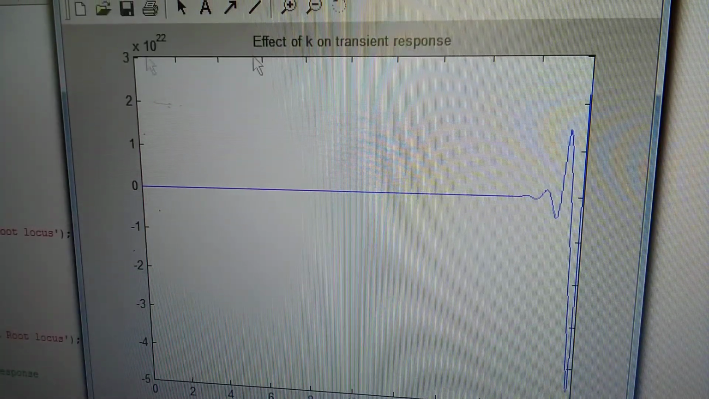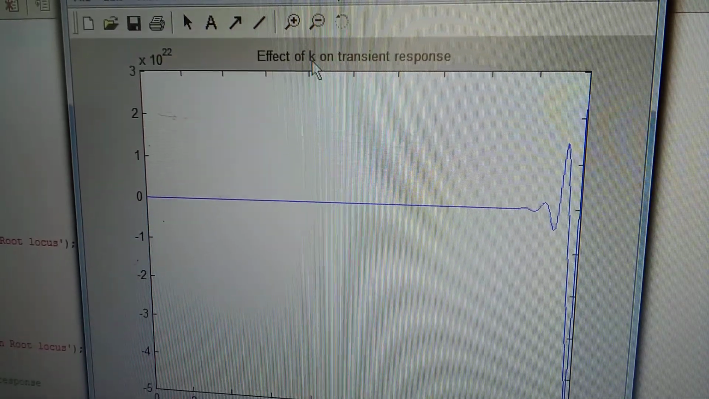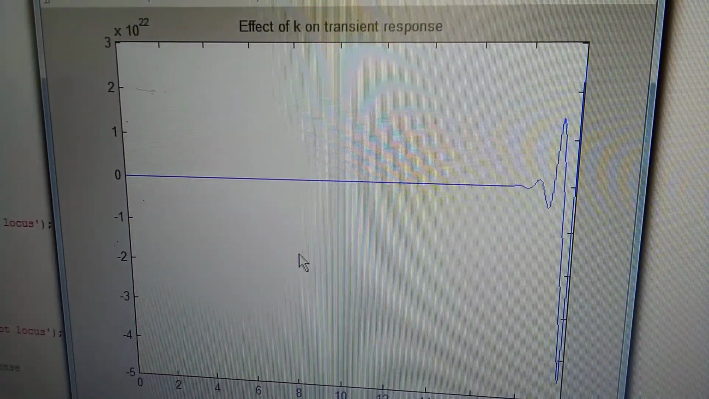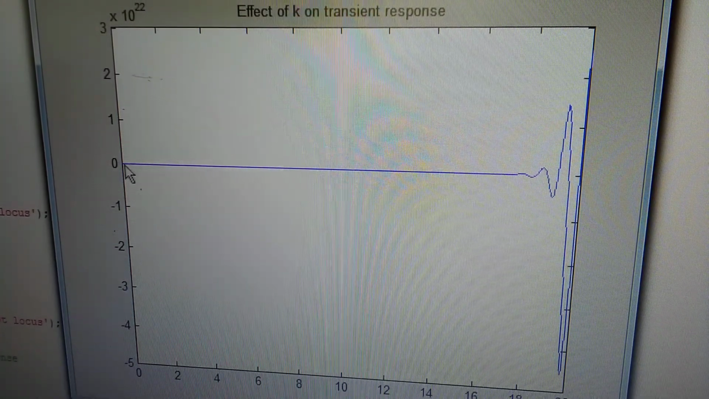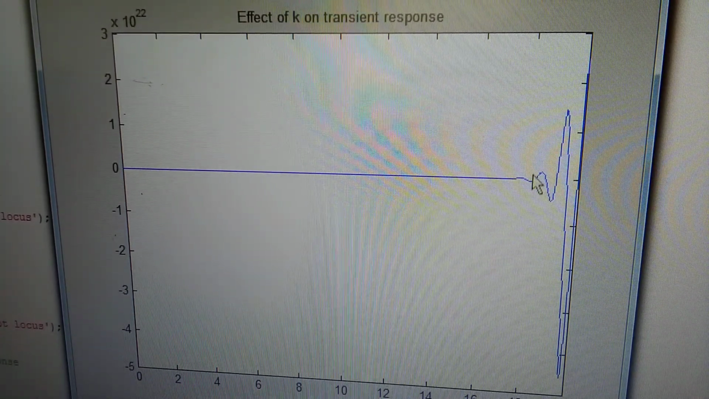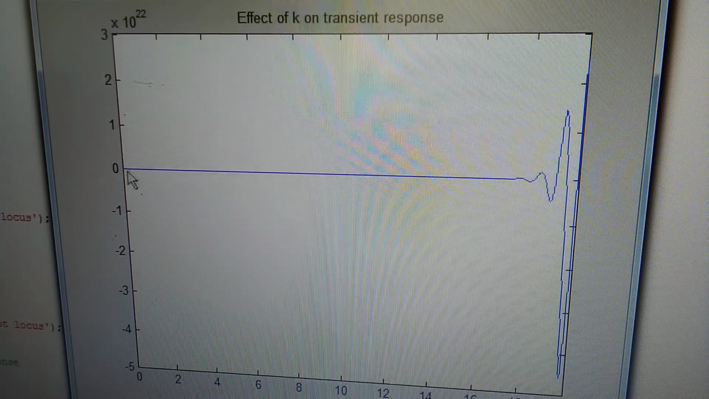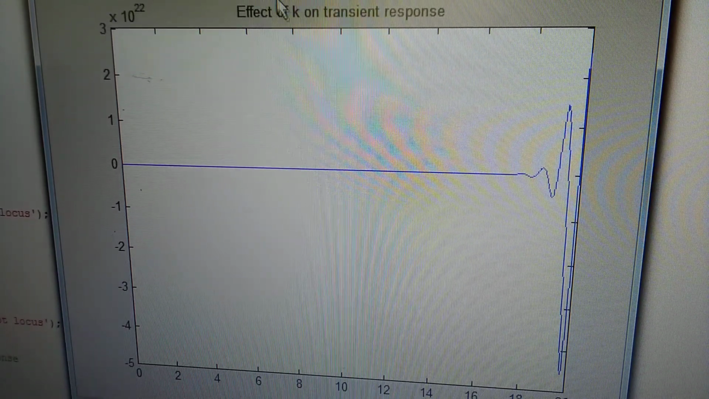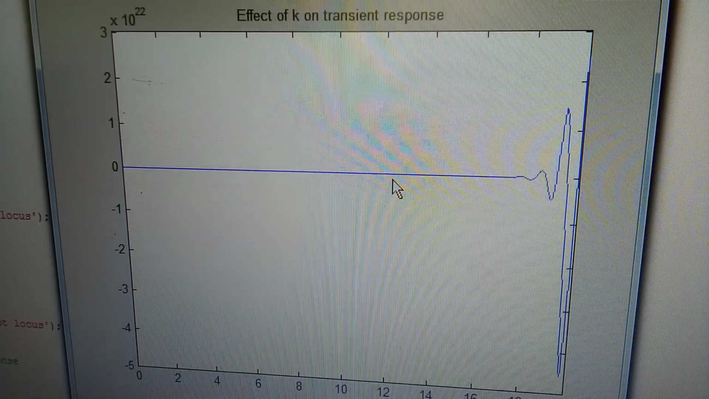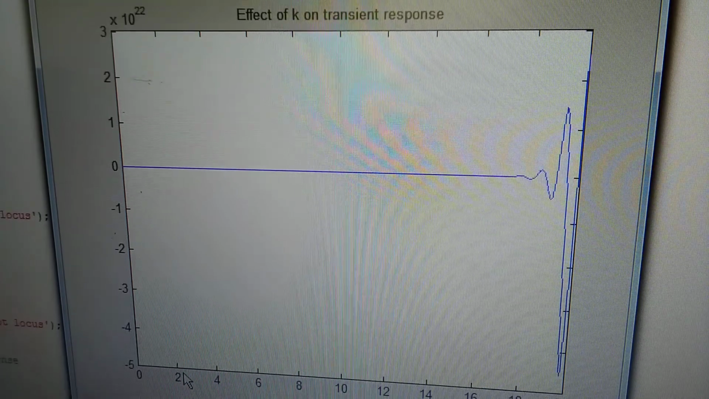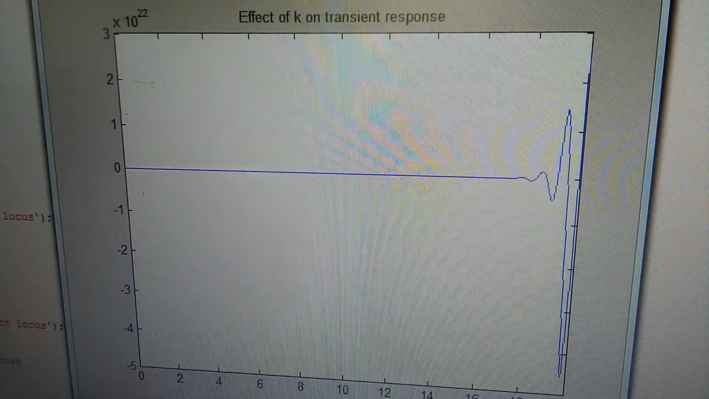Then the next one is the effect of loop gain K on the transient response. This is the transient response waveform. You see this is the steady state. After that there is oscillation up and down. This is the steady state one. This is the effect of loop gain on the transient response of our given open loop transfer function. This is one of the outputs.